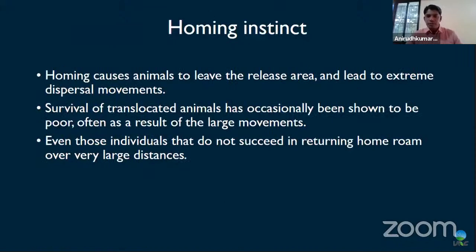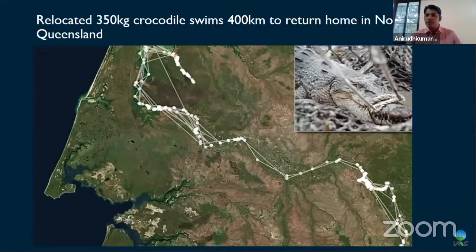So now I think a lot of people know that there is a homing instinct. What is homing instinct? It's a natural instinct in all the animals, including humans, although we have forgotten it. In all the animals, to go to the place where they were born, where they know better. Studies across the world are showing that animals tend to move to the area where they were born.